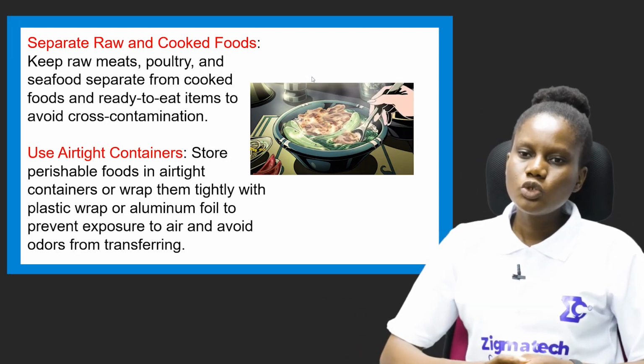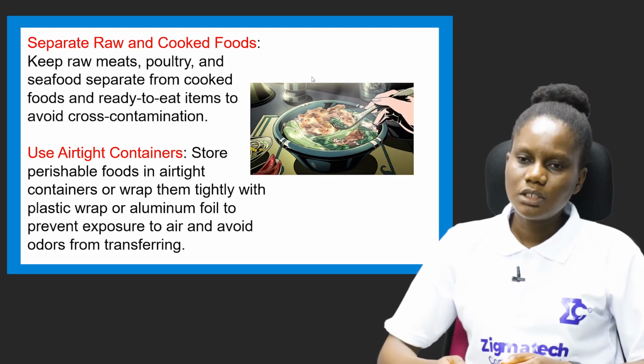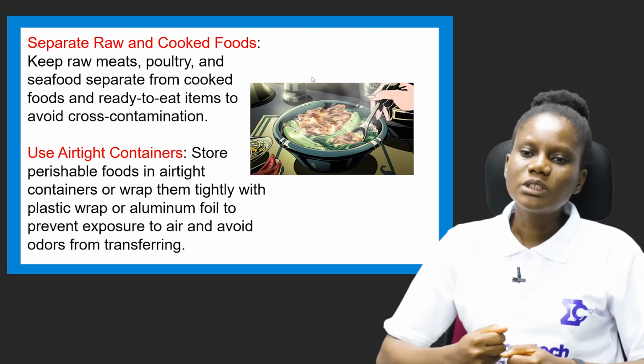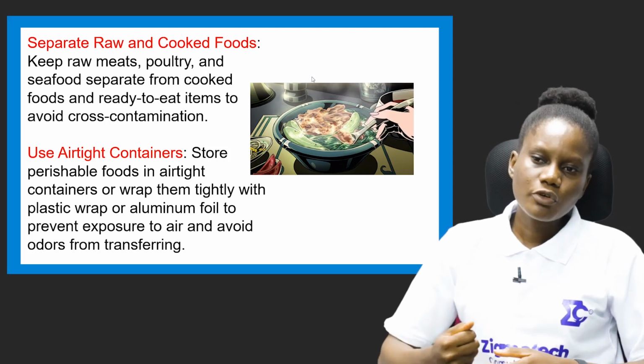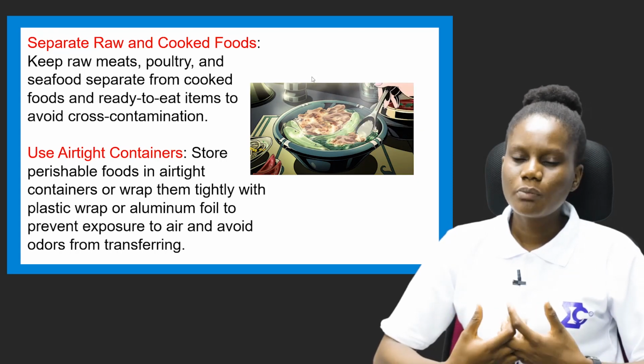Then the next is to use airtight containers. Store perishable foods in airtight containers or wrap them tightly with plastic wrap or aluminum foil to prevent exposure to air and avoid odors from transferring.